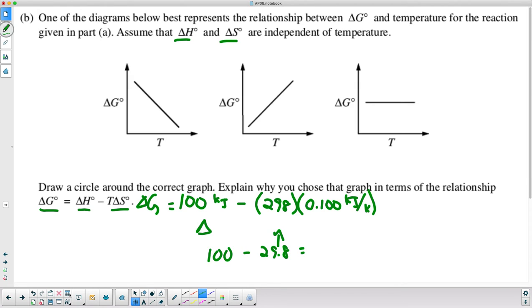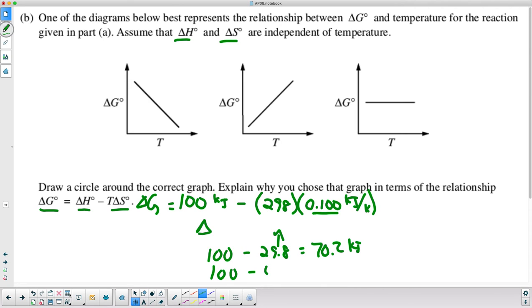29.8. Okay, so that is what? 70.2 kilojoules. Not that it matters, but what if I do a higher temperature? Notice that the delta H doesn't change and my delta S won't change. What if I do 400?